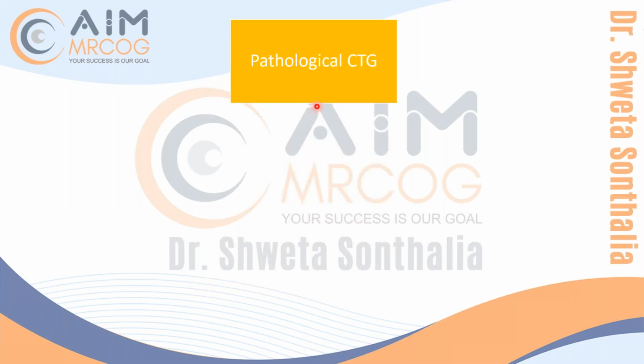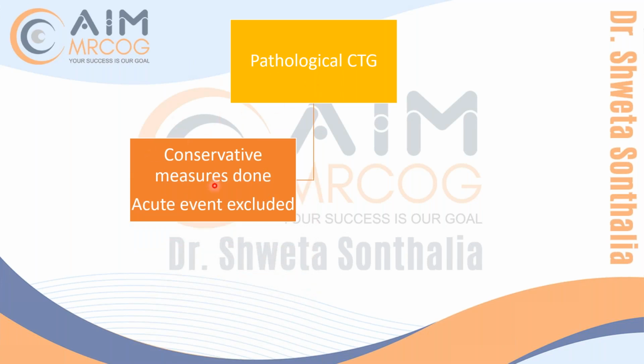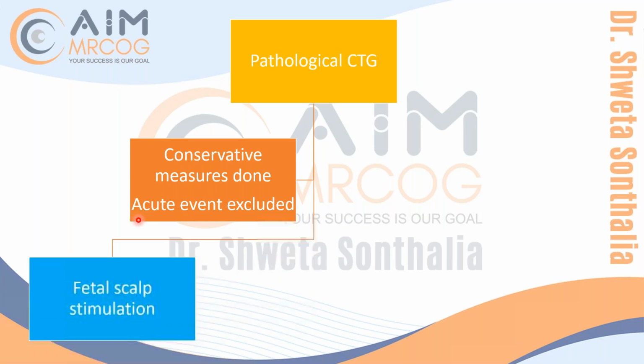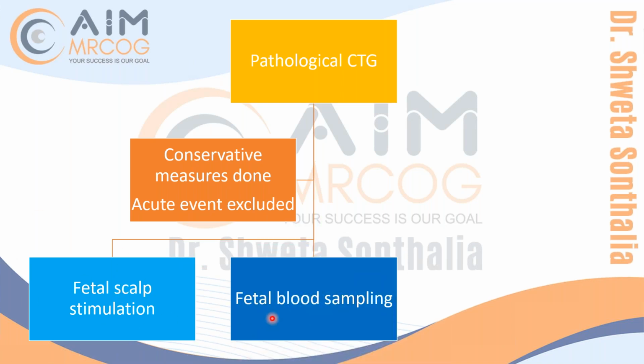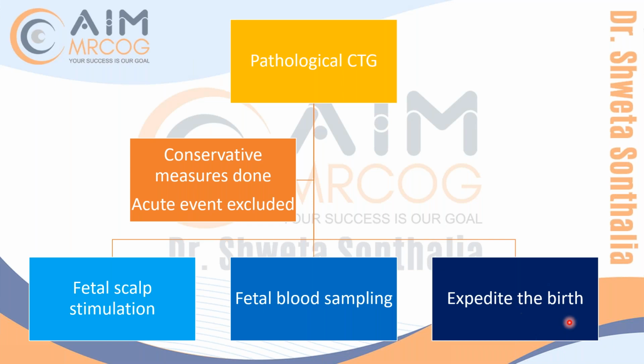Now, if there is pathological CTG, what are you going to do? First of all, you have to do the conservative measures because any pathological CTG can improve by giving hydration, by giving left lateral. So do that and rule out the acute event, which is very important. We already saw. Then if you have the fetal scalp blood sampling facility, you will do that. But if you don't have, you can even do scalp stimulation. So this could be the answer sometimes in exam, or blood sampling could be an answer, or sometimes expedite the birth could be the answer, right?